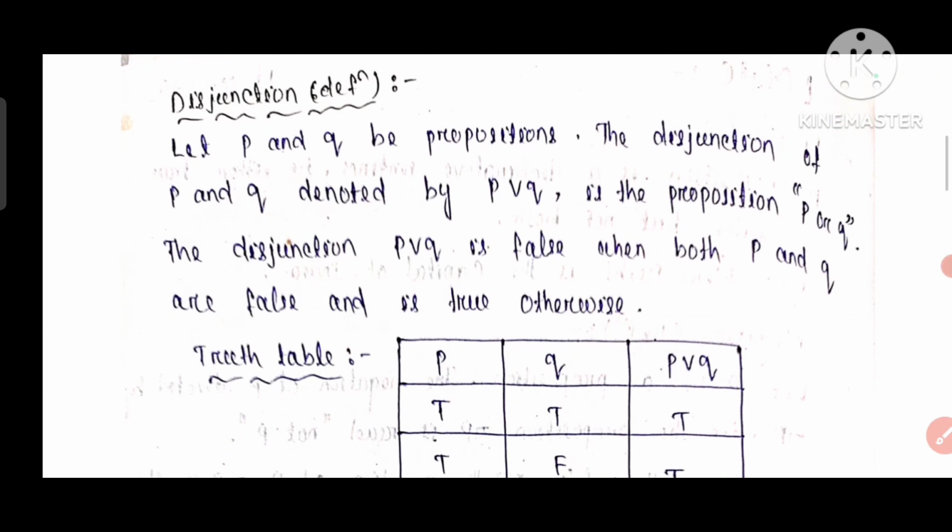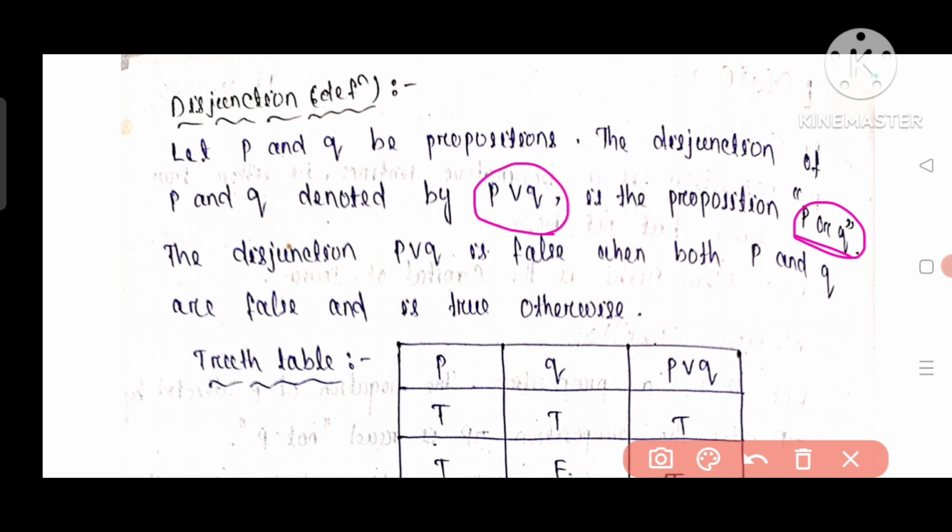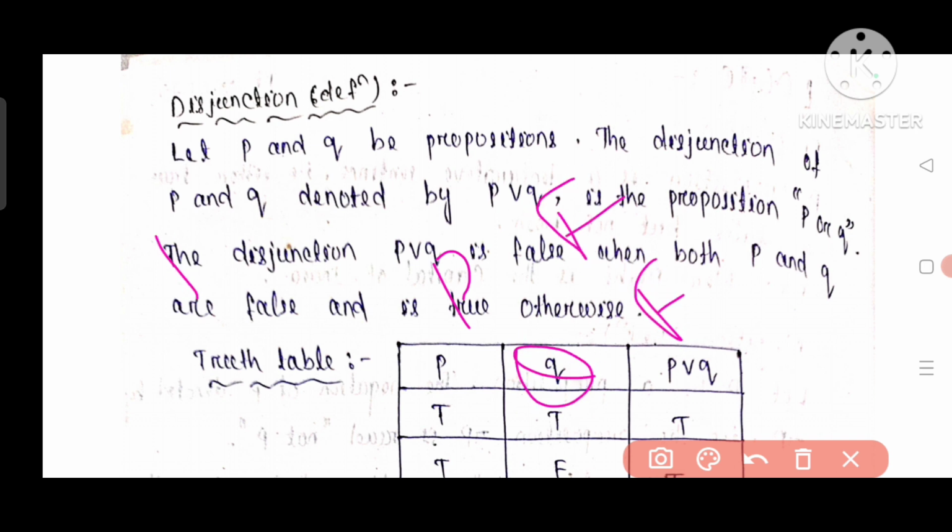Next, disjunction. Here in case of disjunction we use the connector or. Here similarly P and Q be two propositions and the disjunction of P and Q is denoted by like this. This is the symbol of disjunction. Here P disjunction Q is false when both P and Q are false. That means if P is false and Q also false, then P disjunction Q is false.